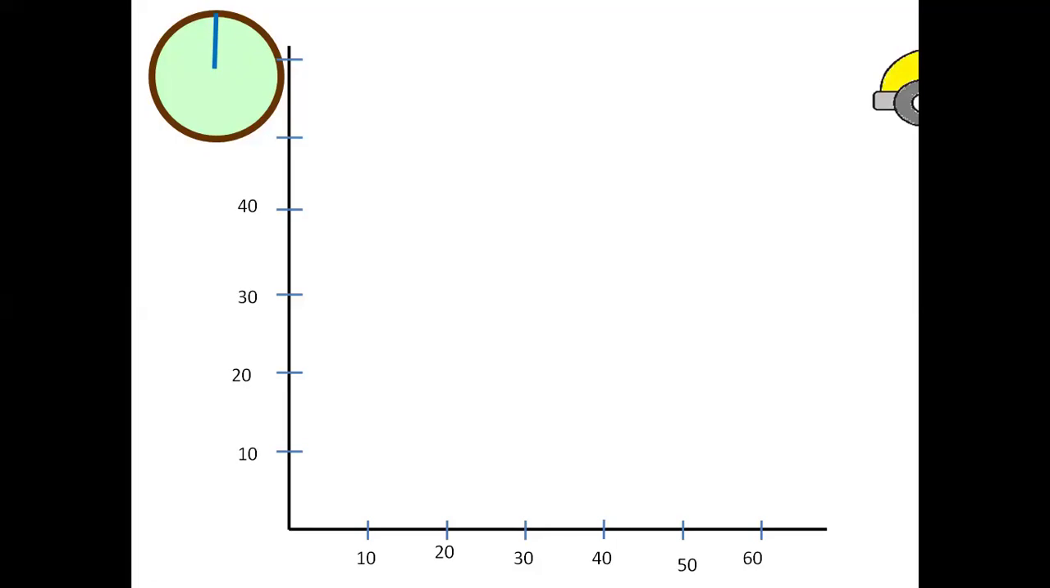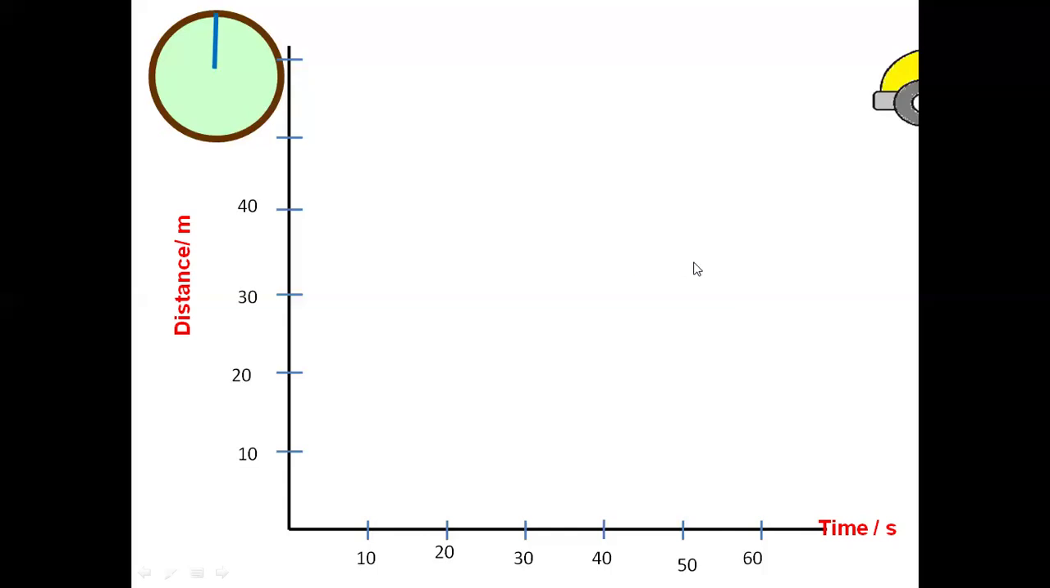So here the axes are shown, and a stationary car is also shown here on the right side, and the timer. What is to be taken along the y-axis? Distance. And what is taken along the x-axis? Time. And this is usually the practice. Time is taken along the x-axis in velocity time graph, distance time graph, acceleration time graph, etc.